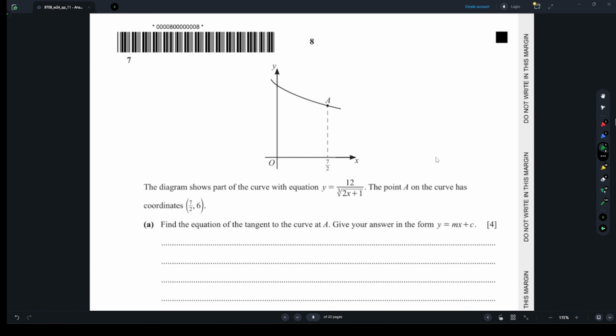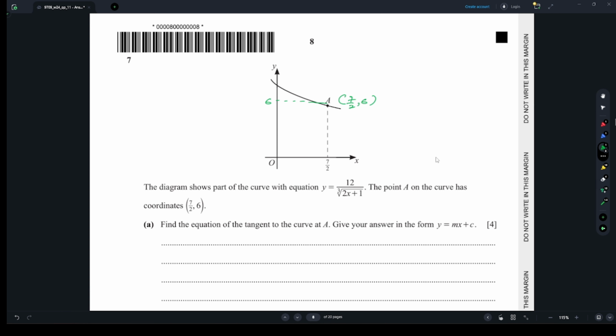Let's move to question 7. Okay, so we have a graph. The diagram shows a part of a curve with the equation y equals 12 over the cubic root of 2x plus 1. The point A on the curve has the coordinates 7 over 2, comma 6. So this y coordinate is 6.